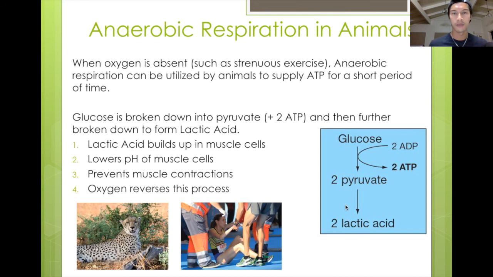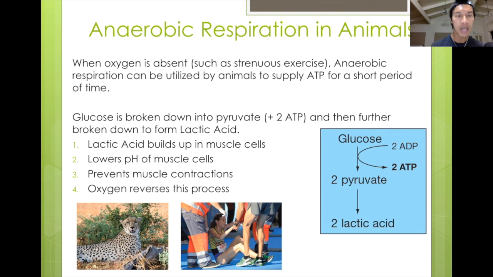Okay. So in animals, when oxygen is absent, for example during strenuous exercise, when you start jogging, your body can supply the oxygen at a steady rate. However, if you start sprinting, after a certain period of time your body is unable to supply its cells with the oxygen it needs to maintain aerobic respiration, and so you start converting to anaerobic respiration.